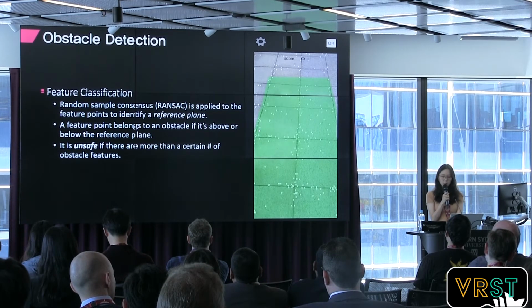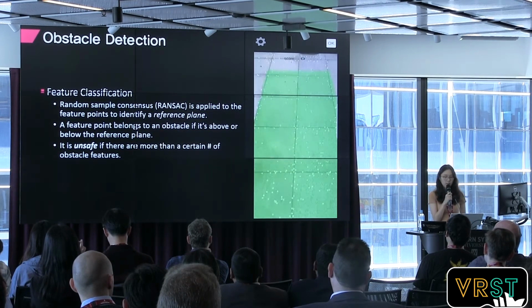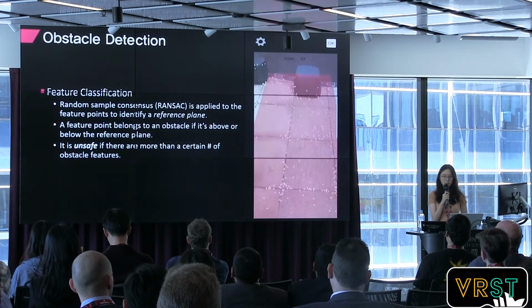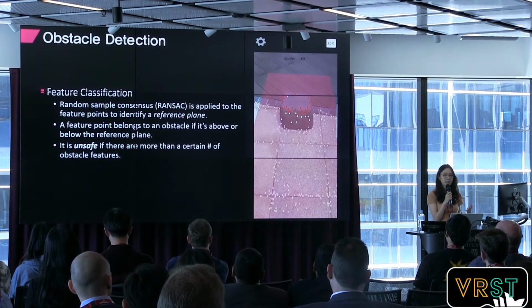In the video, the reference plane is visualized as green when it is safe. But as soon as an obstacle feature is detected, the reference plane turns red, indicating that the frontal area is in fact unsafe.